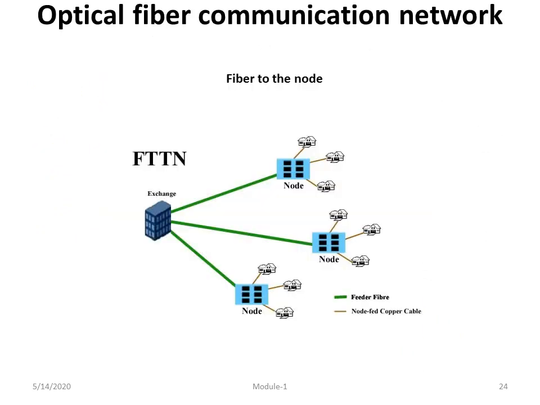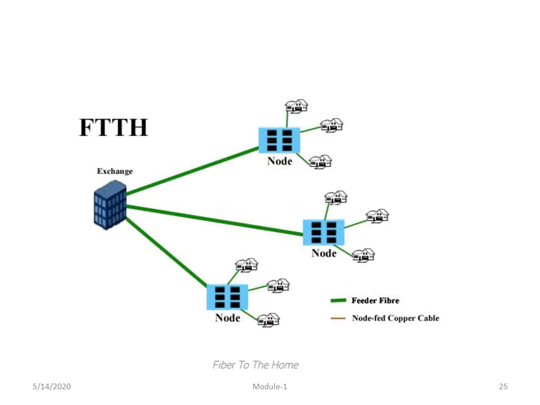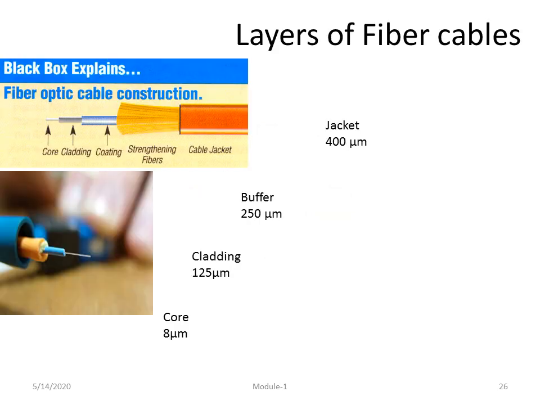So how is it transmitted, fiber to home, for providing network facility to the node or to the home? It can be used as FTTN or FTTH, fiber to the home.